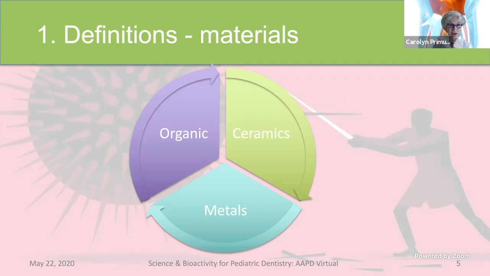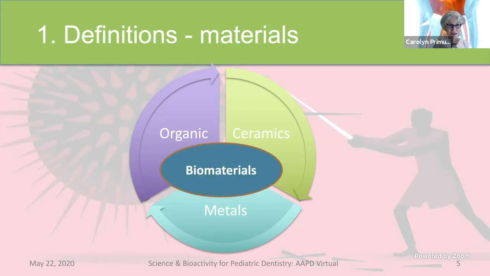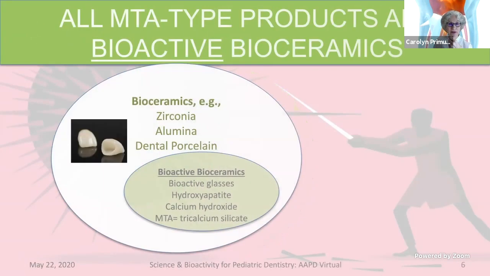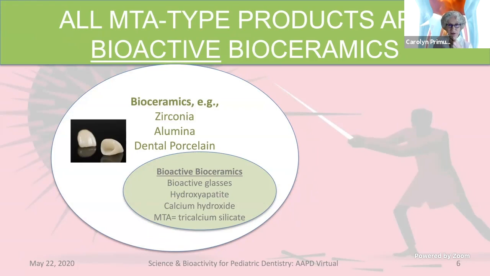Because I'm a material scientist, I like to use this framework to start, where all materials in our world are either composed of ceramics, organic, or metallic materials. But biomaterials can be any of these categories. And what we're going to focus on today is specifically the ceramic materials that are shown over here and the biomaterials that are ceramic. All the MTA products that you have heard about are bioactive bioceramics, and you'll understand that, but I want you to have a category for this.